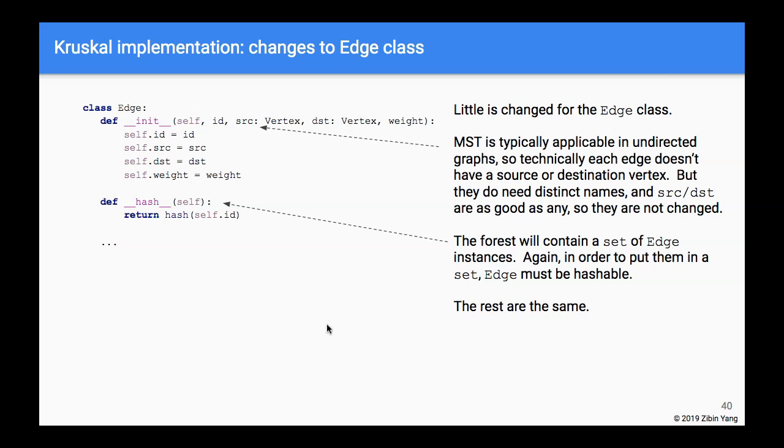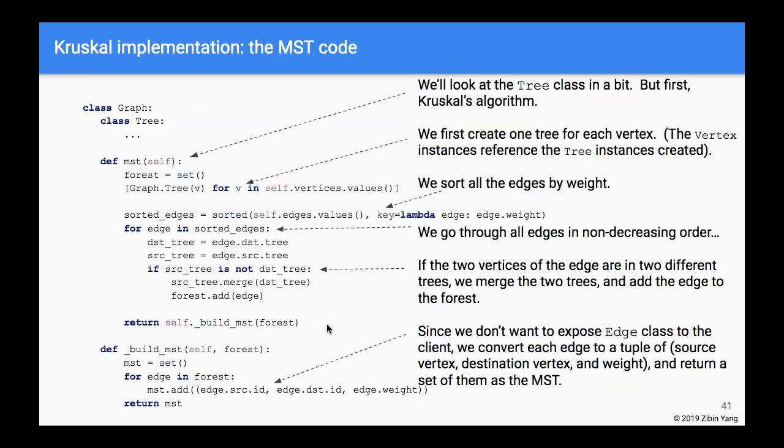Next, we can talk about the Kruskal implementation itself in the graph class. It does use a nested class called tree, and it's a nested class because a tree class only seemed to make sense in the context of graph. We'll look at what tree is in the next slide, but let's talk about the actual algorithm first. I call it the MST, minimum spanning tree, method.